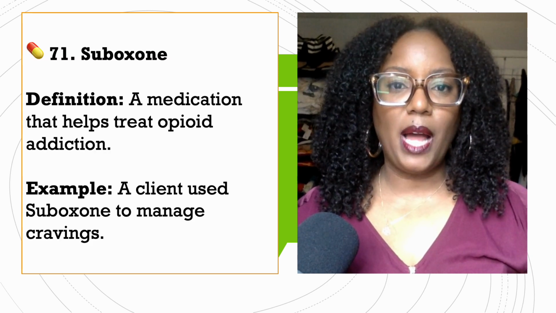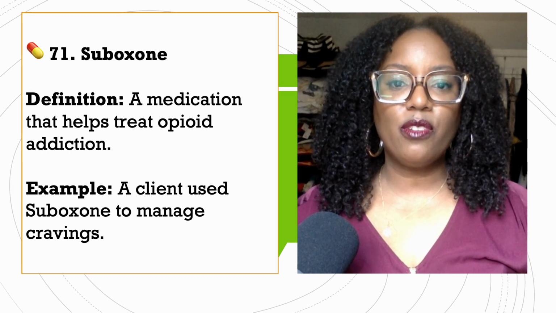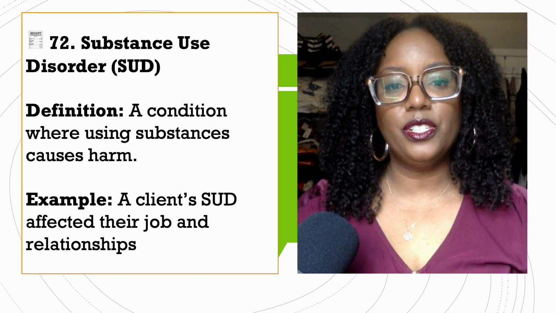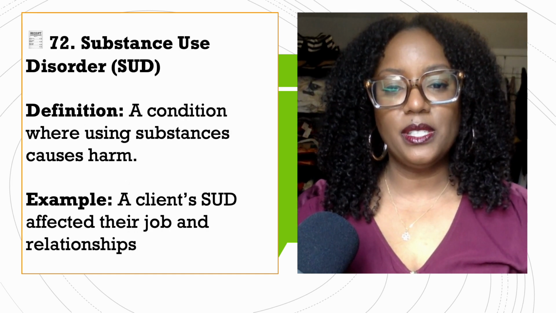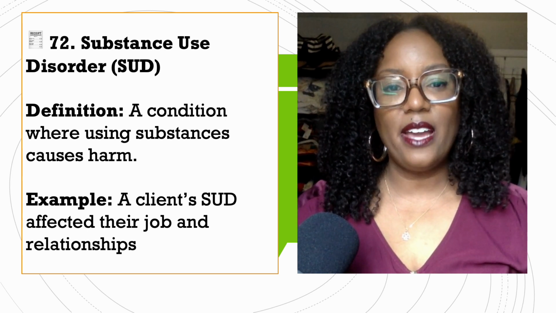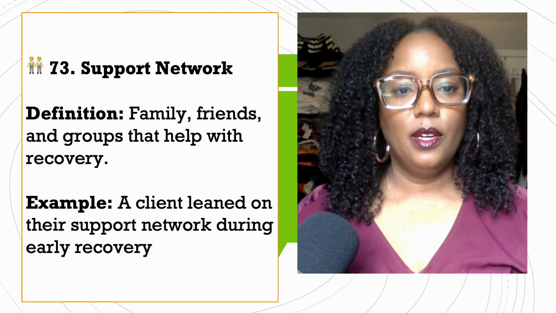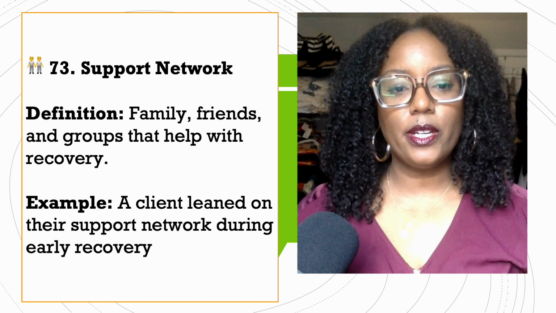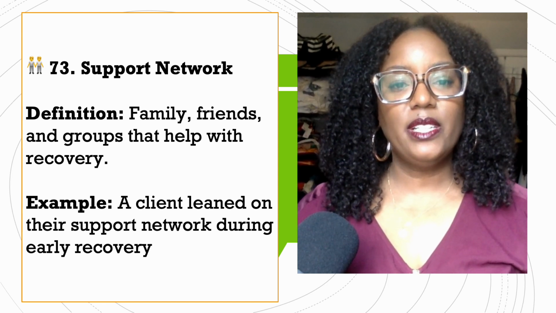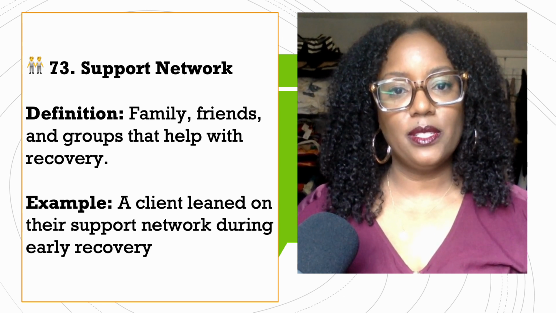Term 71 is Suboxone. This is a medication that helps treat opioid addiction. It reduces cravings and helps prevent relapse. Term 72 is substance use disorder. This is a condition where substances cause harm, and even though it causes a negative effect on the client's life, work, health, and relationships, it is difficult to stop. Term 73 is support network. These are your family, friends, and groups that help with recovery. Having a support network makes all the difference in recovery, especially during the tough moments.